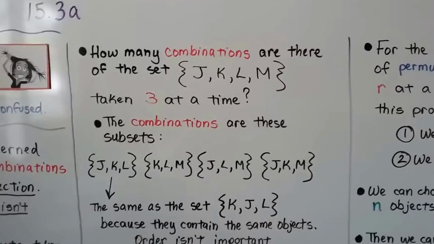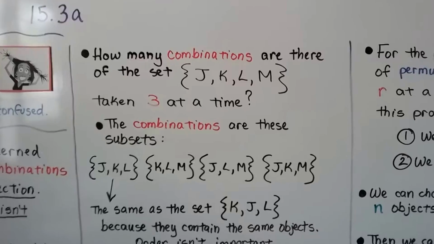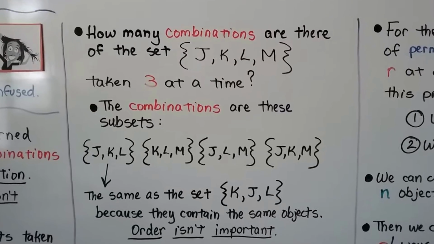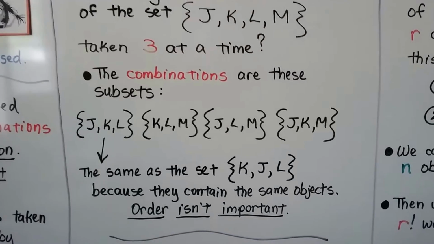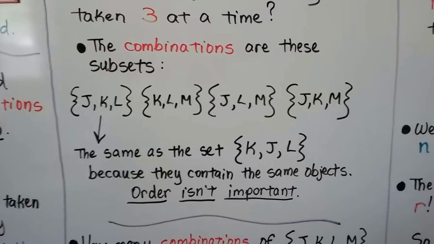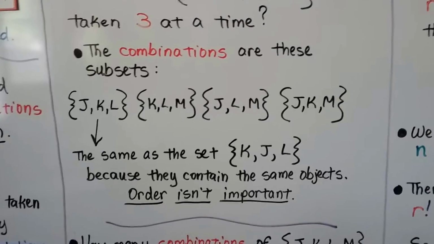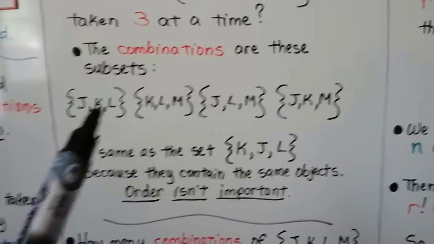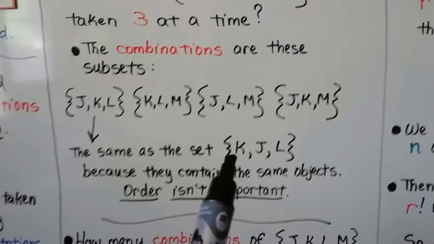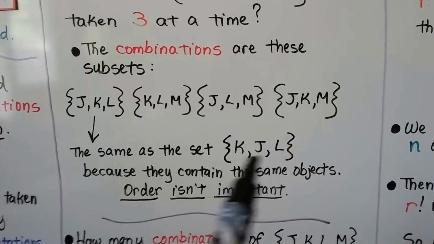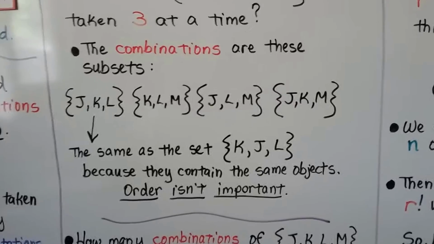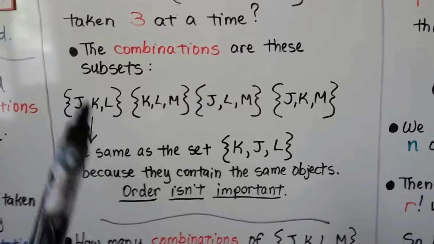How many combinations are there of the set JKLM, taken 3 at a time? And the combinations are these subsets. We have these 4 subsets. Now, if you look at the subset JKL, it's the same as the set KJL. They contain the same objects, and order isn't important.